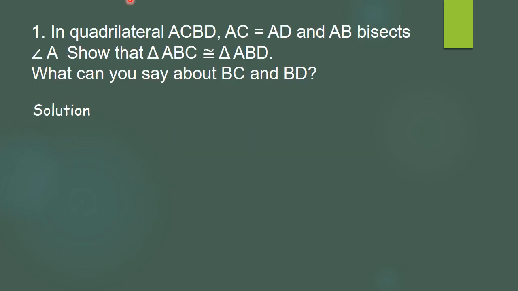Now, the first sum given is in a quadrilateral ABCD. This is the diagram given. Sorry, in a quadrilateral ACBD, AC is equal to AD and AB is the bisector of angle A. And we have to prove that triangle ABC is congruent to triangle ABD.